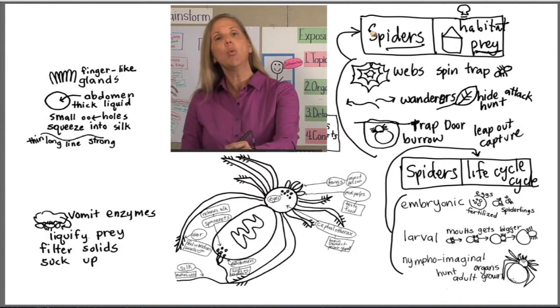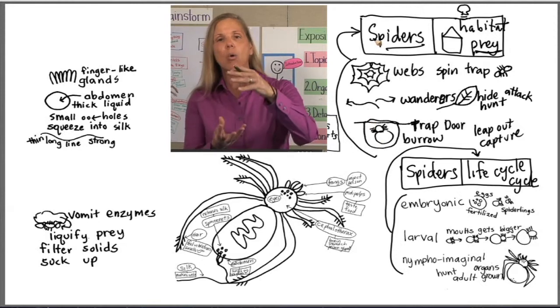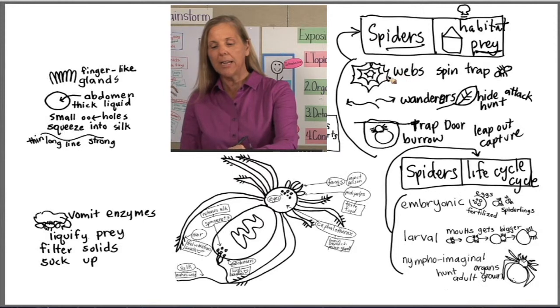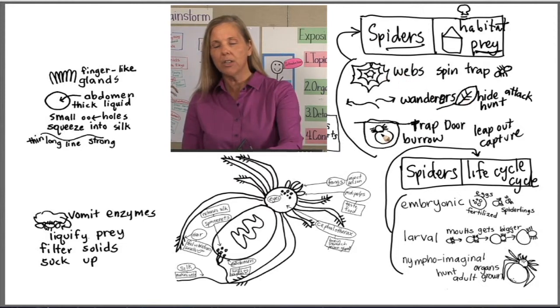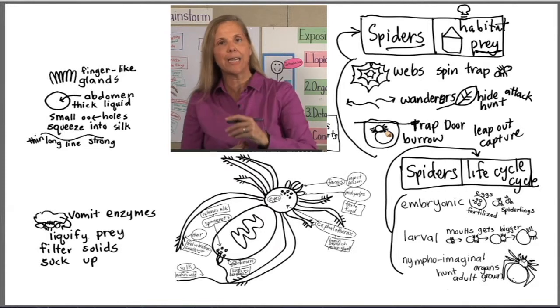Notice up above we had categories. These details didn't have to go in order. So my prompt was, how are these details the same? I read them: spider web, wanderer under a leaf, building a burrow. How are those the same? Those are their homes, their habitat.